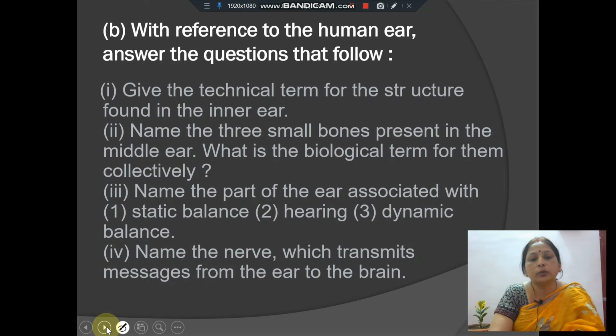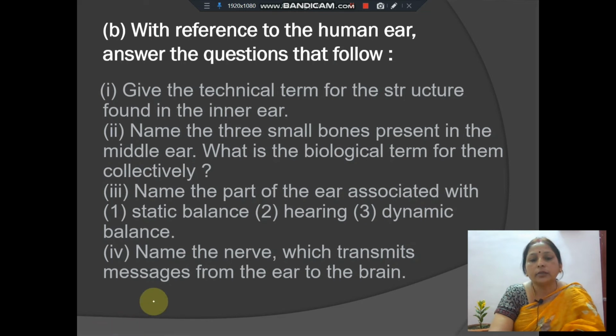Name the 3 small bones present in the middle ear. 3 small bones are malleus, incus and stapes. A biological term for them collectively is the ear ossicles. Name the part of the ear associated with static balance. Part of the ear associated with the static balance is vestibule, which is sacculus and utriculus. Hearing, it is cochlea. Dynamic balance, ampulla of semicircular canal.